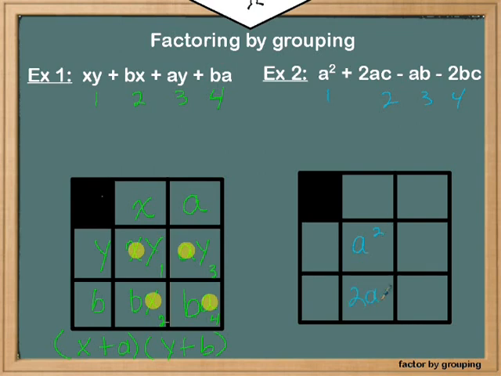Really doesn't matter where you put the terms. Just make sure every box gets a term. Don't forget to take the sign that's in front. And now all that's left for me to do is to find out what the GCF is for every single row or column.